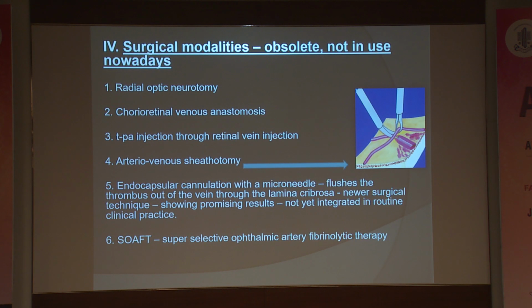So these are the other surgical modalities which are worth remembering, but they have now almost become obsolete: the radial optic neurotomy, chorioretinal venous anastomosis, TPA injection through the retinal vein, the arteriovenous sheathotomy as shown in this picture here, and SOAF, that is super selective ophthalmic artery fibrinolytic therapy.